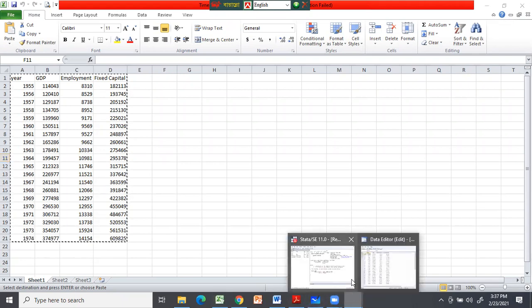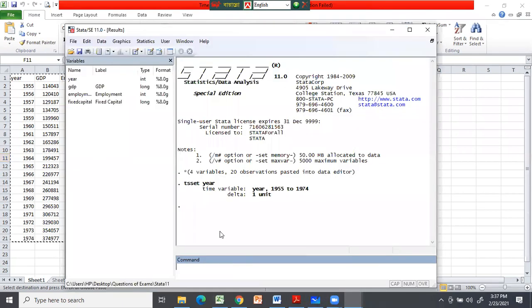So how do you write the command that will constitute the estimation of the log linear model? Here you have three variables: GDP, employment, and fixed capital. So what you have to write down: generate GDP2. That means you are creating a second variable of the GDP, which is followed by ln, which stands for natural log.